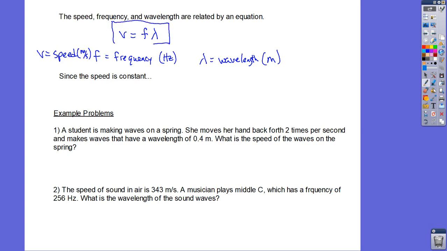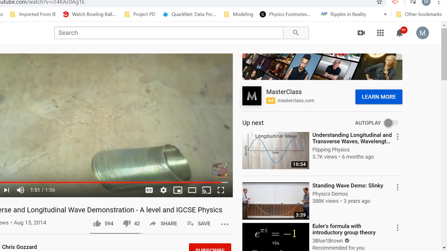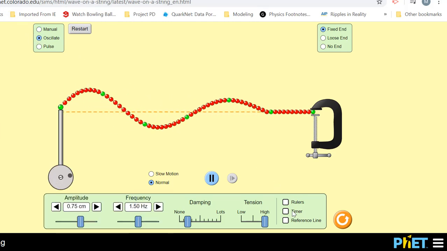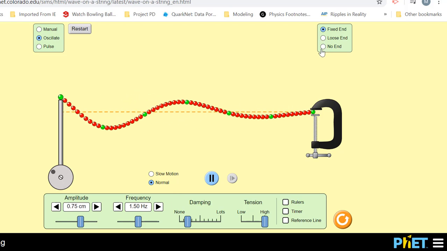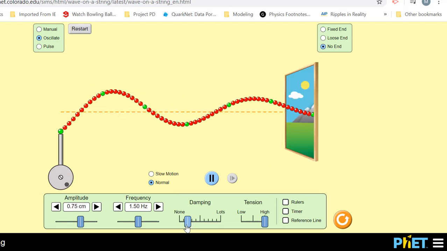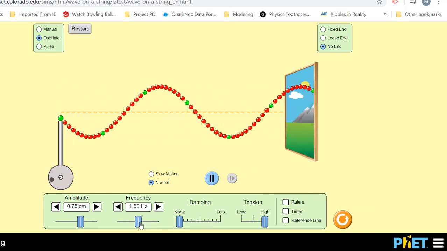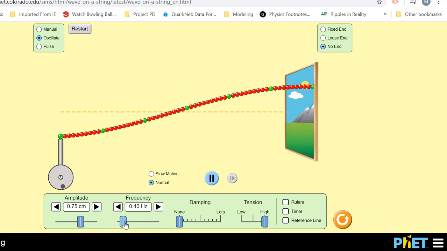Now, just about everything that I can think of that we do, the speed is going to be constant. If we're comparing things, we're always going to have them going through the same medium. So if the speed is constant, let's look at what happens as you increase the frequency of the wave. So if we go here, and we're going to go to oscillate, and let's go to no end, turn our damping down a little bit. Okay, and let's start at a low frequency.